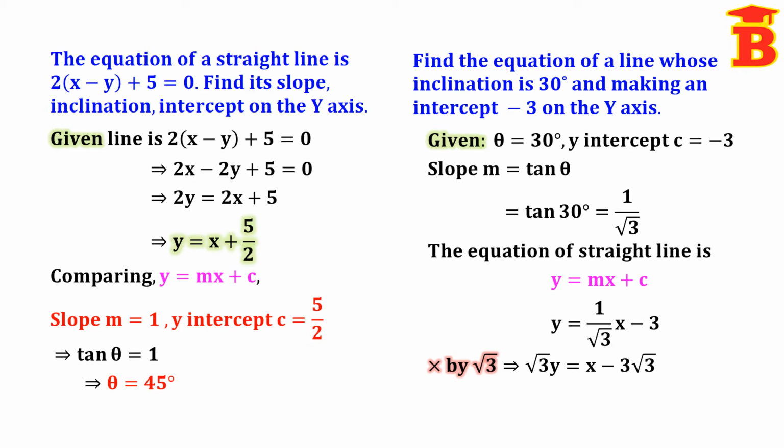So on the left side, root 3 y equals the right side; if we multiply by root 3, this root 3 cancels, so we get x - 3 multiplied by root 3. And this root 3 y, take it to the right side and write the equation: x - root 3 y - 3 root 3 = 0. This is the answer.